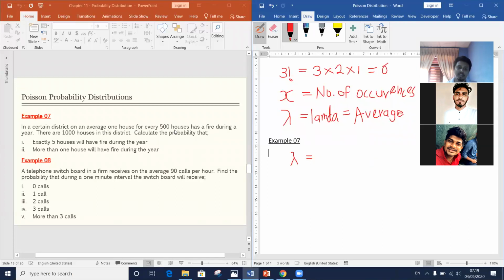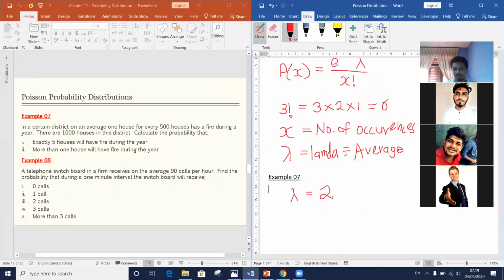How many houses are there? 1000 houses. It means from these 1000 houses, on an average, how many houses will catch fire? 2 houses. Yes. So on an average, 2 houses will catch fire in this particular district. It means our lambda value is 2. That is how we can determine the lambda value, the average.